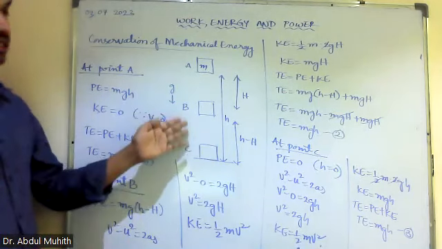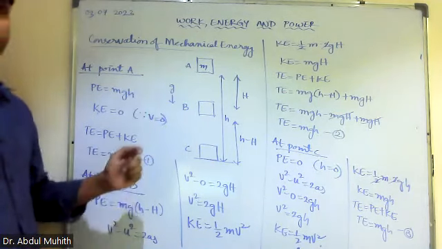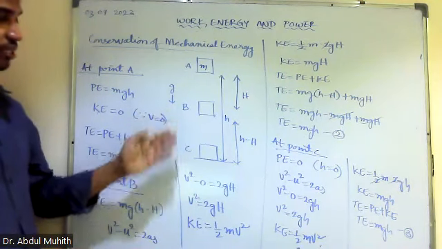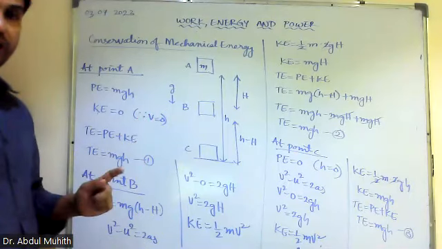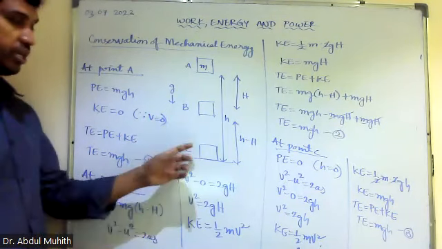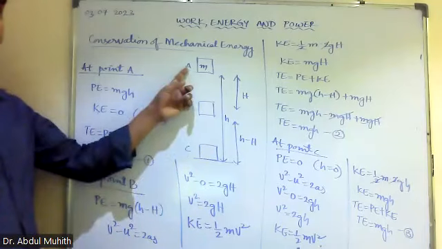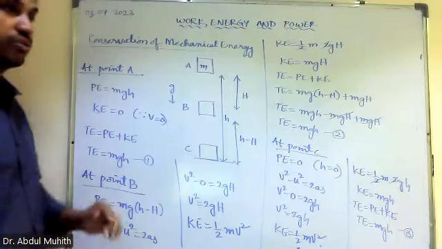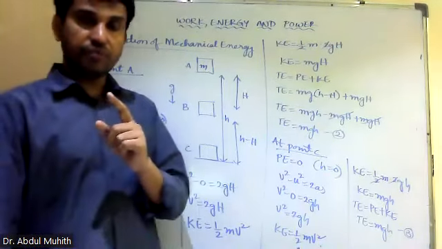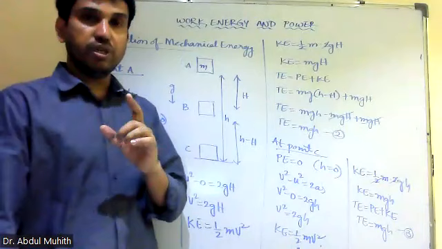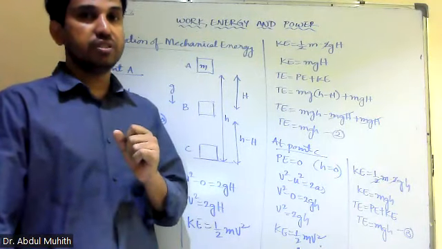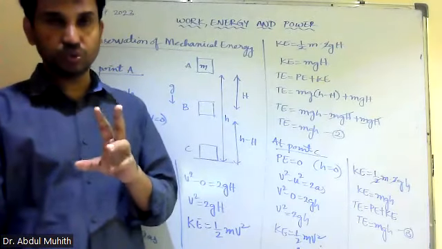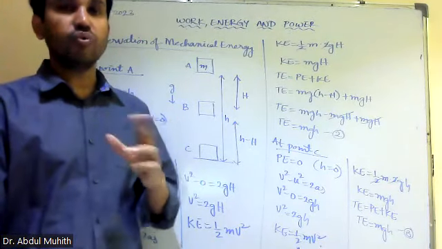There are 3 points A, B, C. At A, there is only gravitational potential energy. At B, there are two energies, potential and kinetic at the same time. At C, there is only kinetic energy. So we have written all these and calculated all the values. Now in conservation of mechanical energy, before that, we had mechanical energy classified into two, potential and kinetic. What is potential energy?